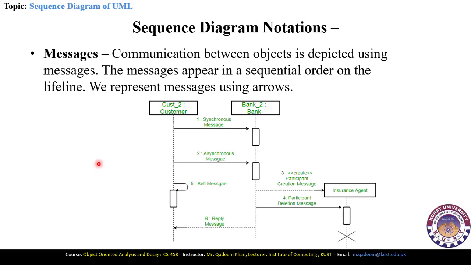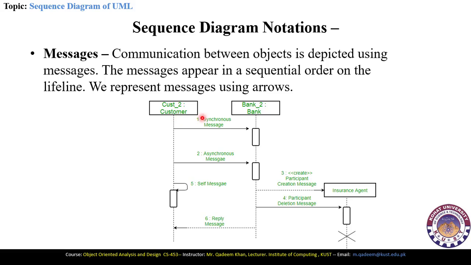Another important notation used in the sequence diagram is the messages. Messages show the communication between two or more different objects. Messages are always shown in sequential order. Here you can see the order of these messages, shown along the lifelines, and the messages are represented here with these arrow lines.